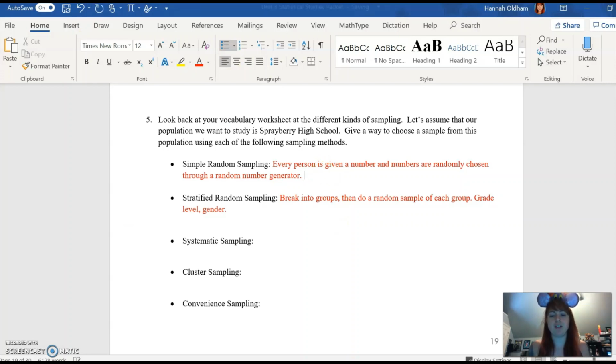Here, I forgot to mention, what's the best way to assign everybody a student number and randomly choose? We all have student numbers. So every student already has a student number.